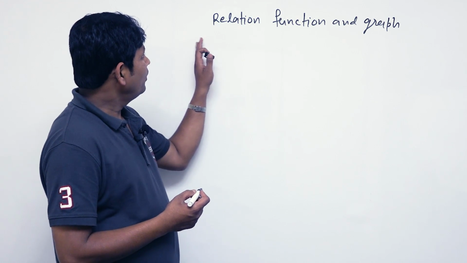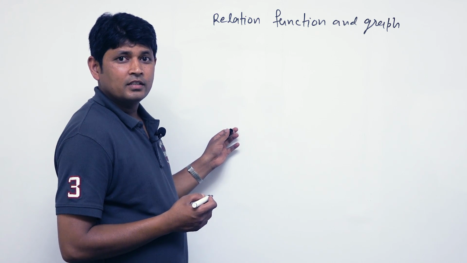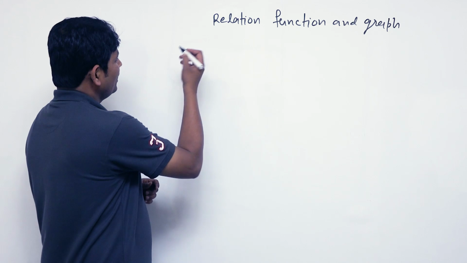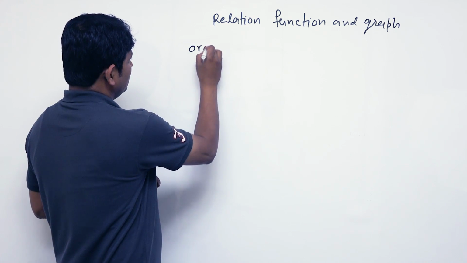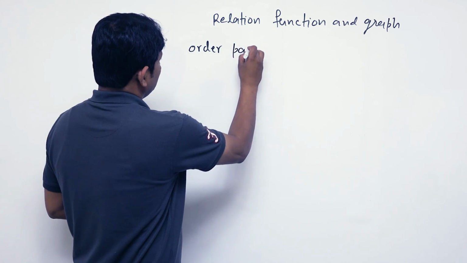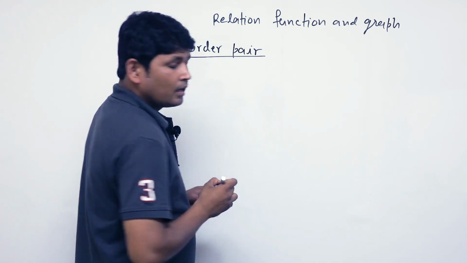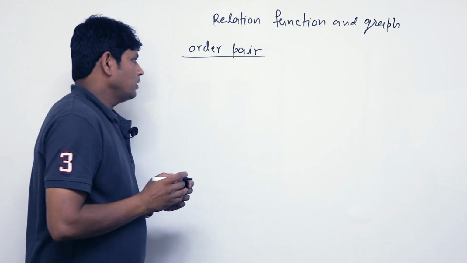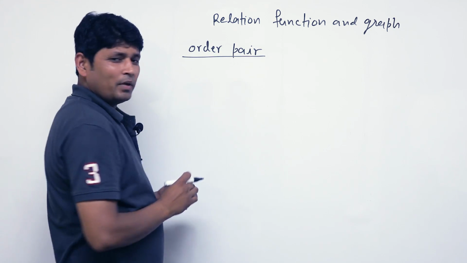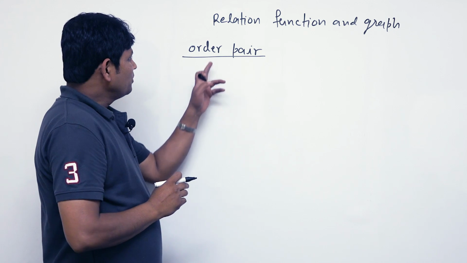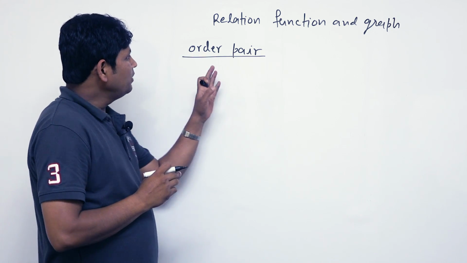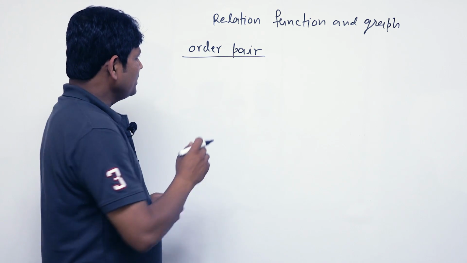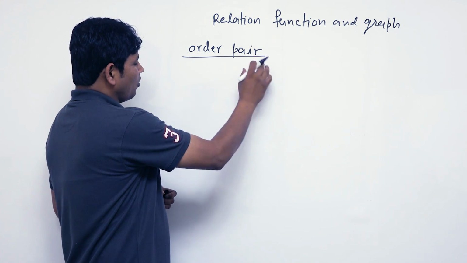Now today we are going to start relation, function and graph. In relation, function and graph, first of all we have to understand the ordered pair. What do we understand by the meaning of pair? Pair means two. If any two elements are kept in order, then that is called an ordered pair.